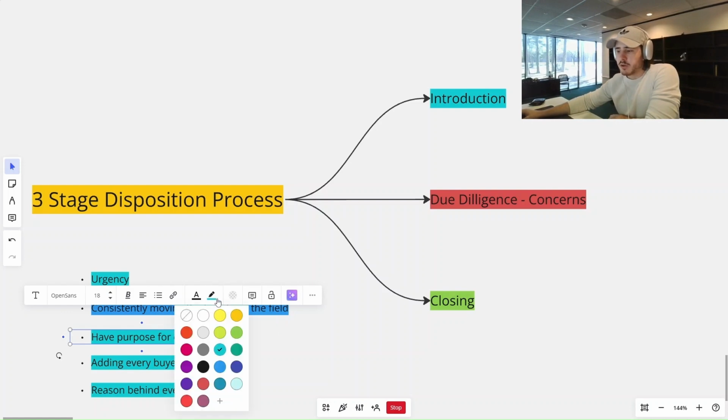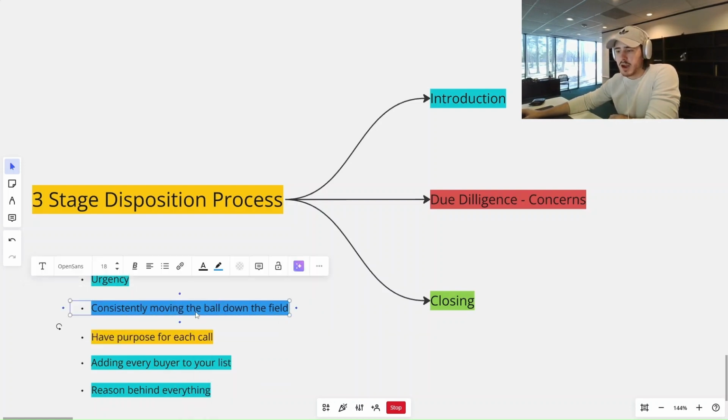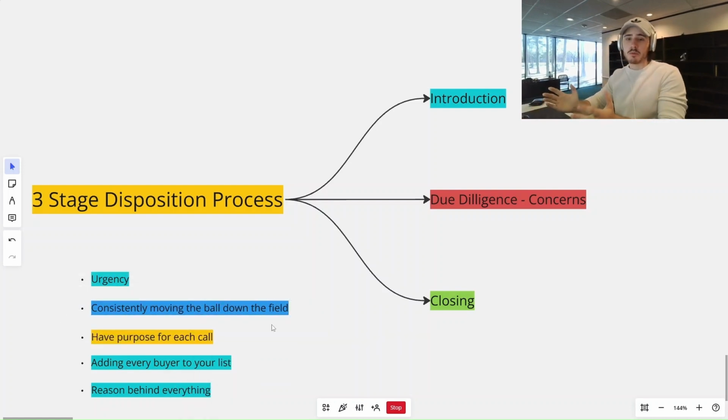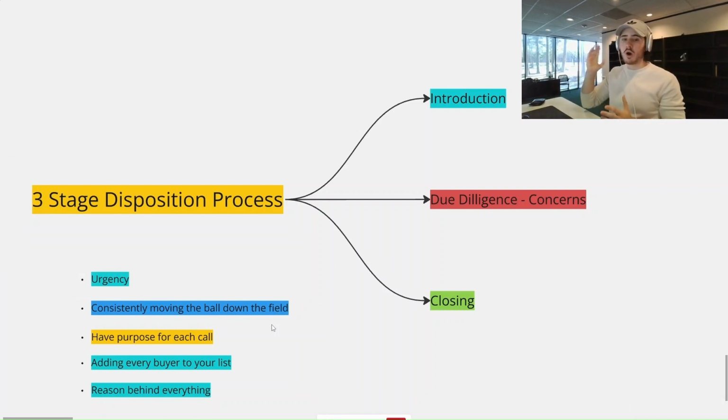Next is having purpose for each call. This kind of ties back to the second one. Have a reason why you're calling the buyer every single time. You're not calling the buyer just to have a conversation and ask how his day was and for him to ask you how your day was. You want him to buy something from you, and you want to address his concerns. So have reasoning for each call. Don't just call the buyer and talk about nonsense.